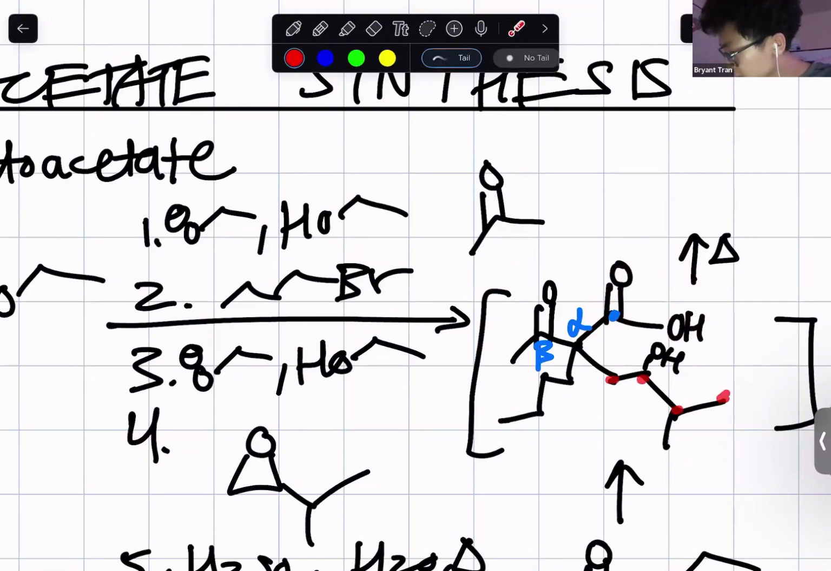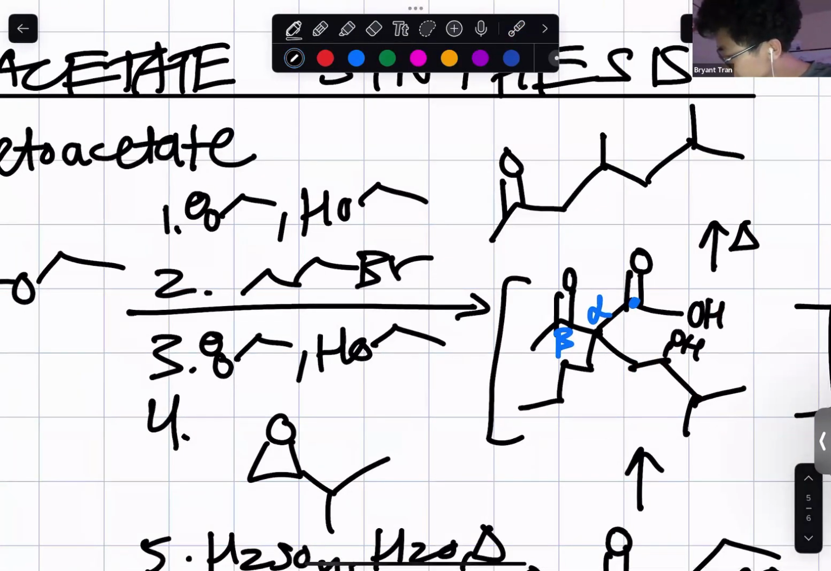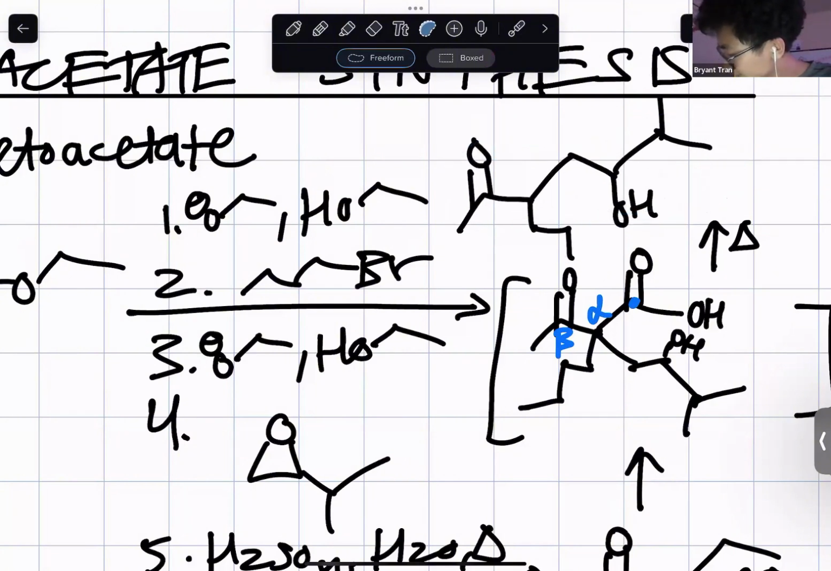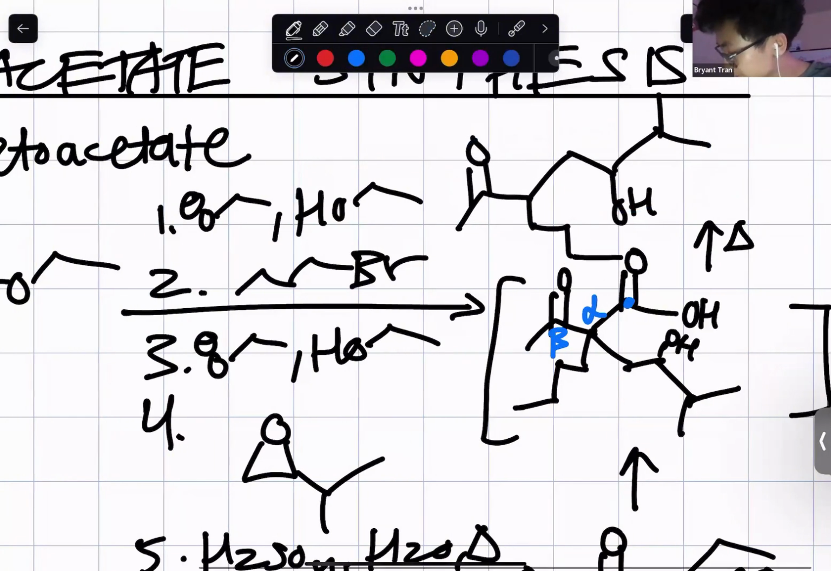Four carbons, four carbons. Boom. And coming up with this alpha carbon, one more carbon. Like that. Okay. This is our final answer here.